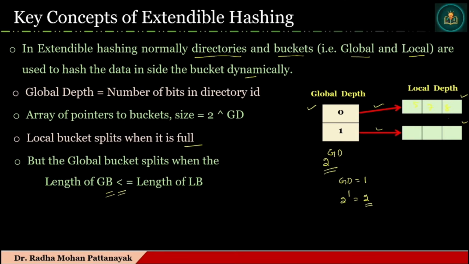So the local bucket will split when the overflow condition occurs in the bucket. Similarly, the global bucket will split whenever the length of the global bucket is less than or equal to the length of the local bucket. We will discuss this whole concept by using an example. So let's see the example.